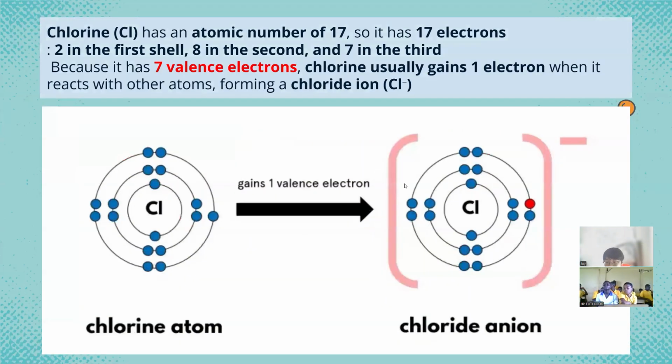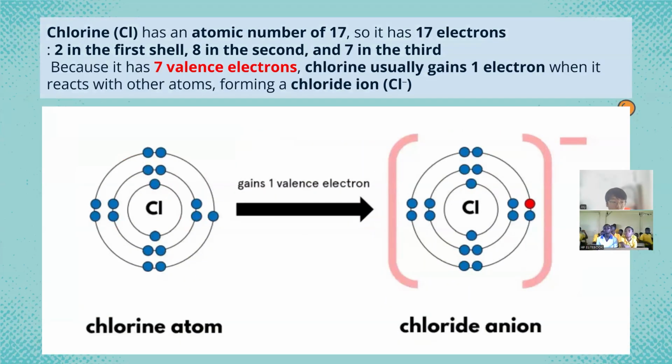But let's look at another example. This time it's chlorine. Chlorine has an atomic number of 17, so it has 17 electrons initially. We can see there are 2 electrons in the first shell. That's fine. 8 in the second, and 7 in the third. You can tell that all of these add up: 2 plus 8 plus 7 equals 17. That's a way to check.